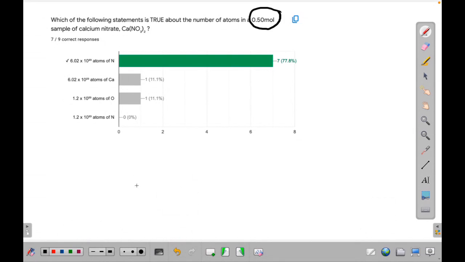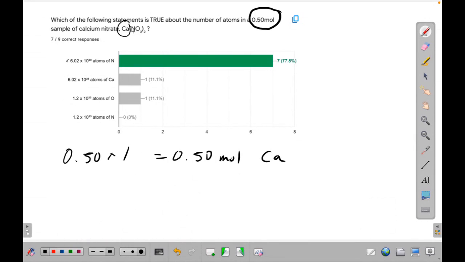So overall, we have 0.50 moles of this calcium nitrate compound. This also allows us to make sure we understand formula units a little bit as well. So it looks like we have one calcium atom in 0.50 moles of the sample. So we're pretty much just going to go 0.50 times 1. I know it's silly to write that out, but there we go. So for calcium, we have 0.50 moles of calcium.